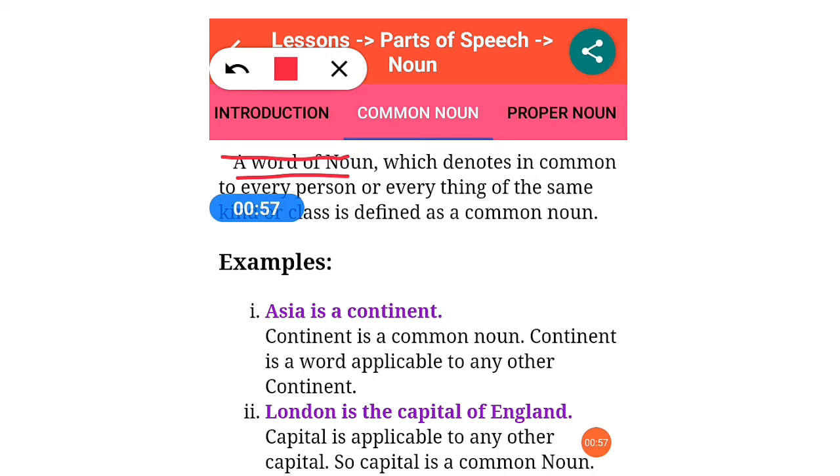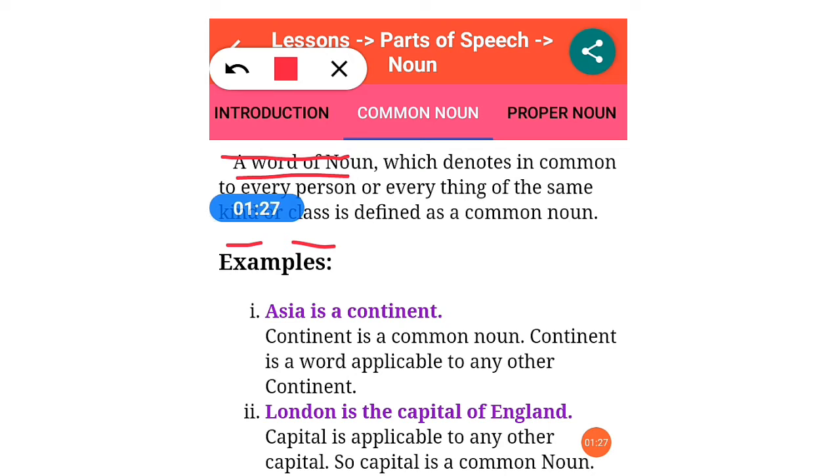A word of noun which denotes in common every person or thing of the same kind or class is defined as a common noun. Means a profession or an age of a person of the same class or kind is called a common noun. Whom we generally call is called a common noun.